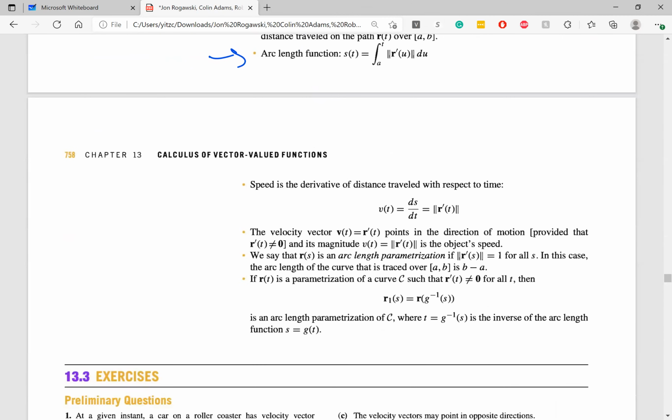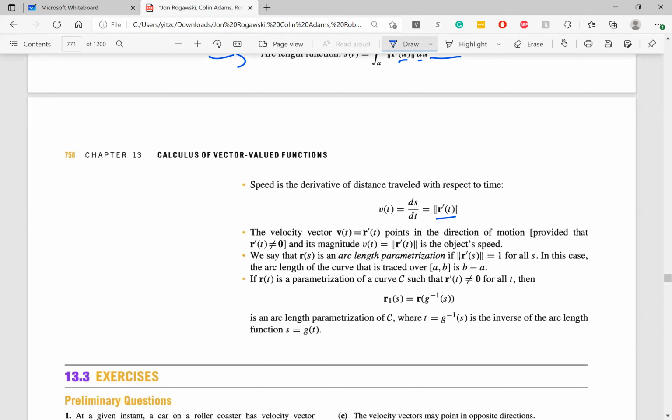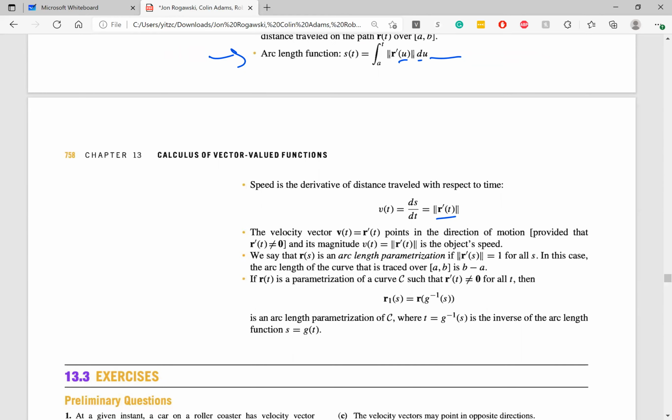We then said that your velocity, well, what's your velocity? It's the change in the arc length as you change time. So you vary time and you see how your arc length changes. So that's just the derivative of this equation. And by the second fundamental theorem of calculus, we just plug in the t every time we see a u here. So we just get this r prime of t.